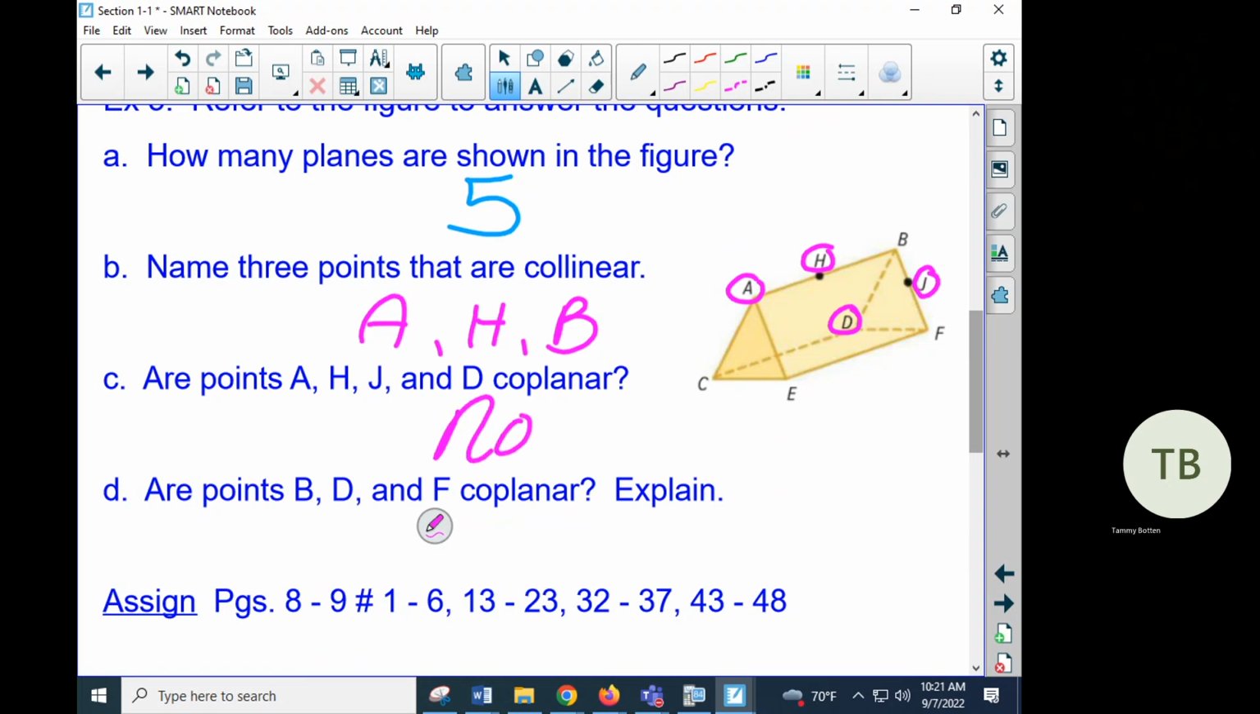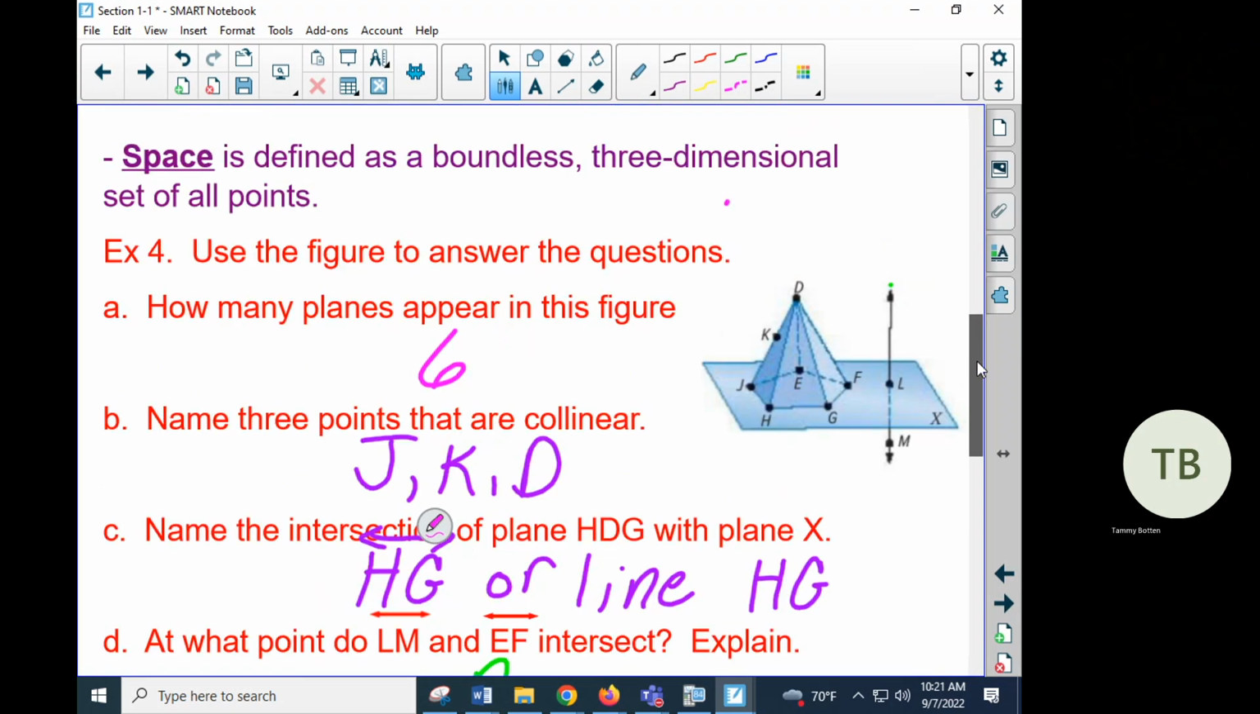Then it says are points B, D, and F coplanar. B is here, D is here, F is here. Are those coplanar? Yeah. They're in a triangular plane, so they are. And like I said, don't worry about explaining.